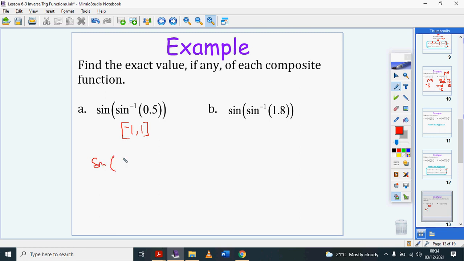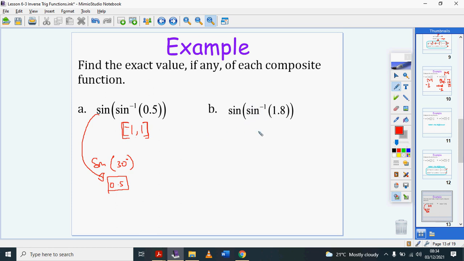The sine inverse of 0.5 is asking me which angle gives me a sine ratio of 0.5, and that angle is 30 degrees, or pi over 6. And when I take the sine of 30 degrees, that sine is equal to 0.5. So you could have just gone from here to here, because you see that this condition has been met. Let's look at part B and test the condition again.